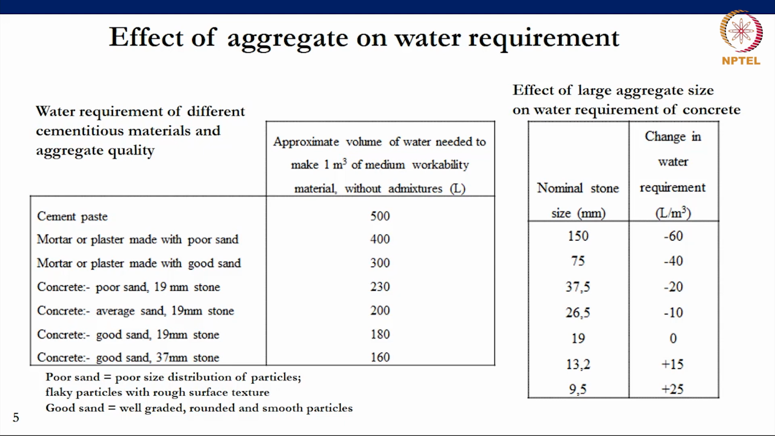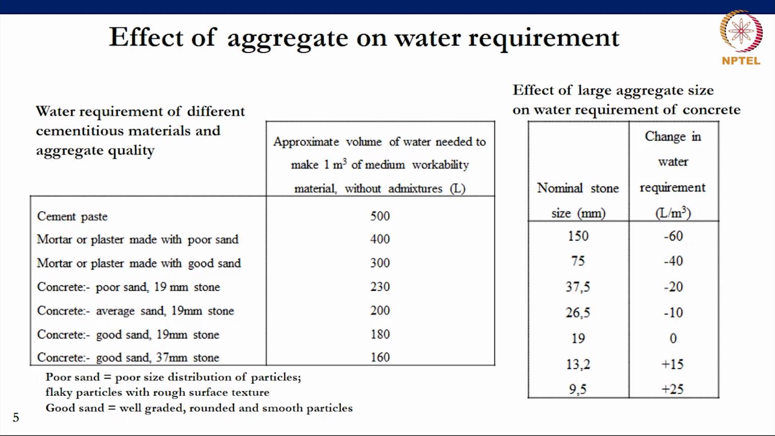These tables give some indication of the effects of aggregate on water requirement in concrete. And here I've shown you on the left-hand side, the table shows the water requirement for different cementitious materials in relation to the presence of aggregate and the quality of that aggregate. These are indicative values, they're not absolute. If you had to make cement paste of a particular workability, you would need about 500 liters to produce a cubic meter of medium workability cement paste.